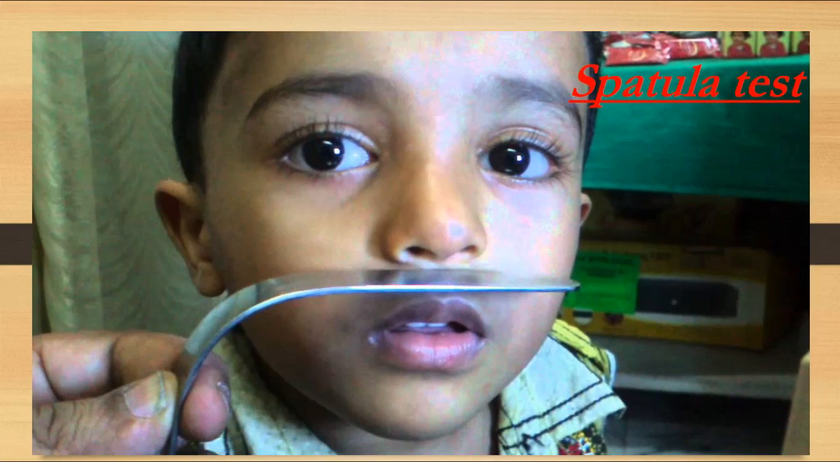In the nose, we look for congenital abnormalities and we check patency by NG tube or spatula. We know the patency of the nose by NG tube by trying to pass the NG tube through the nose. If we are able to pass the NG tube through the nose, this means the nose is patent. And we know the patency of the nose by spatula by putting it in front of the nose. If we see vapor or steam on the spatula, this means the nose is patent.